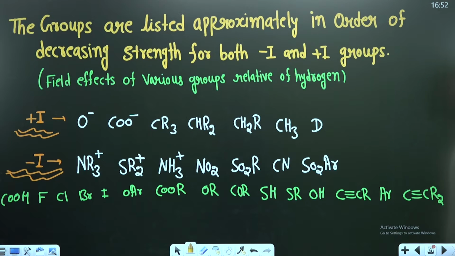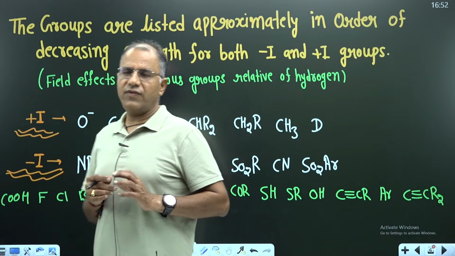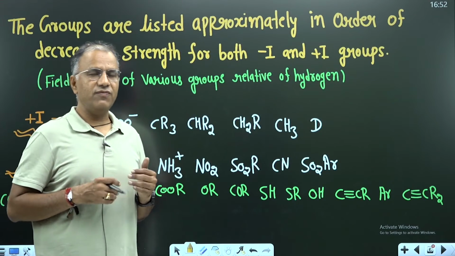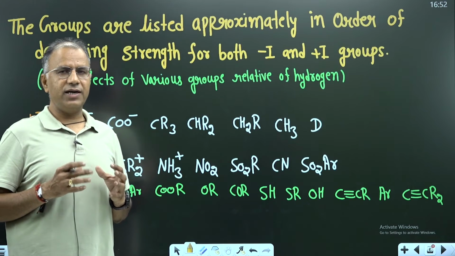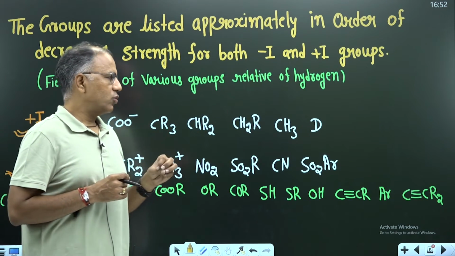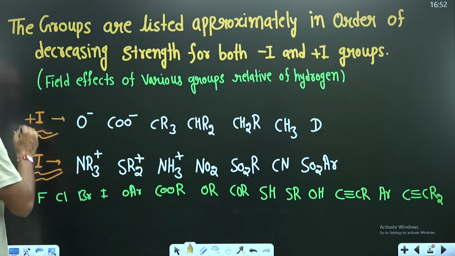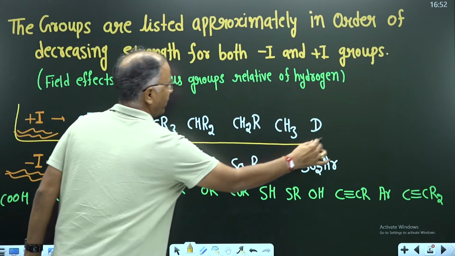Now we can compare inductive effect only when there is one variable. In case of more than one variable, it is very difficult to predict which will show strong minus I or which will show strong plus I. So in order to do those types of questions, we have to learn, okay, this is the order of plus I effect.